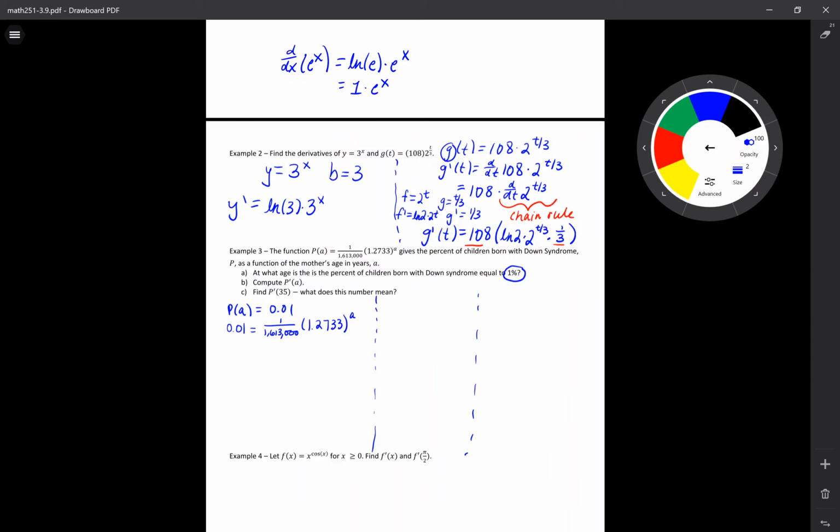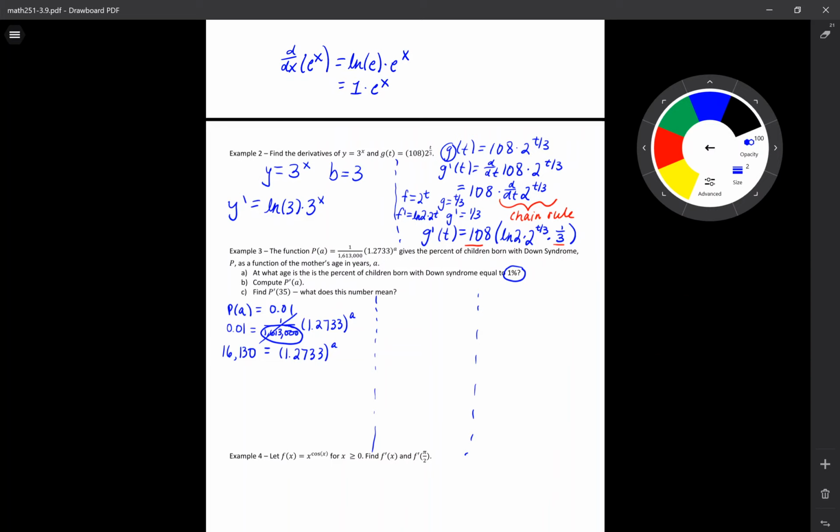If I were to multiply both sides by 1,613,000, so I multiply both sides by this constant, I would get, well, this guy would cancel, right? And if I multiply 0.01 by 1,613,000, I get 16,130 is equal to 1.2733 to the power of a. And I wanted to solve for a, right? That's what I'm after. So how do I solve for a in this situation?